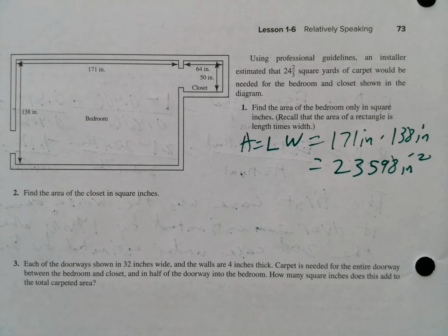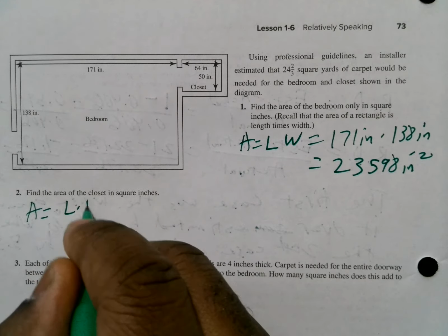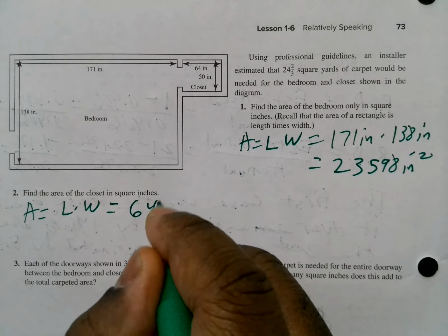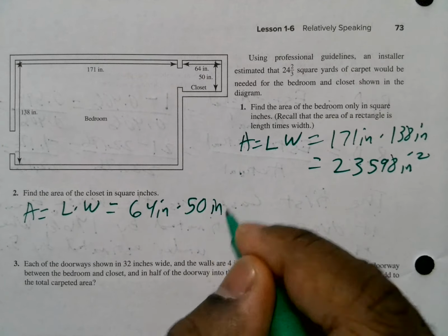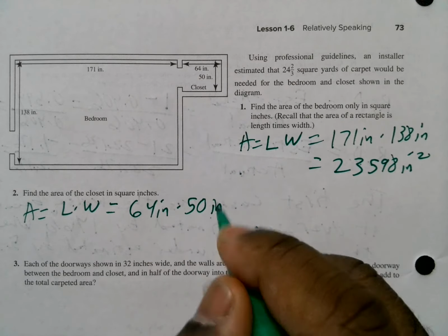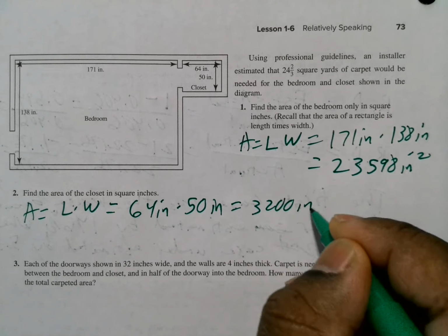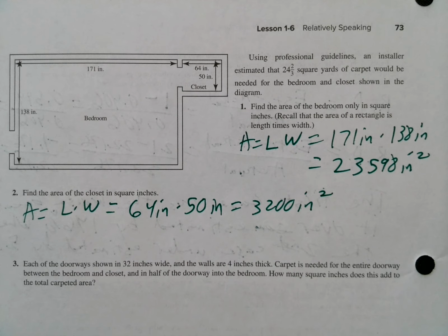Now, we go on here to problem number 2. It says find the area of the closet in square inches. Now the area, again, we know is length times width. The length would be 64 inches, and the width is 50 inches, which we see here. So when we multiply this out, that'll give us 3,200 square inches.